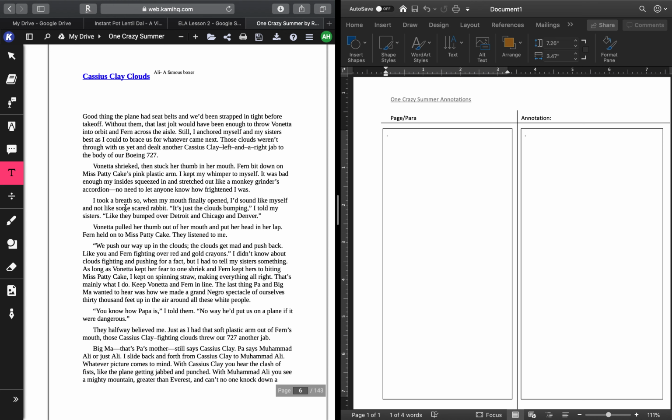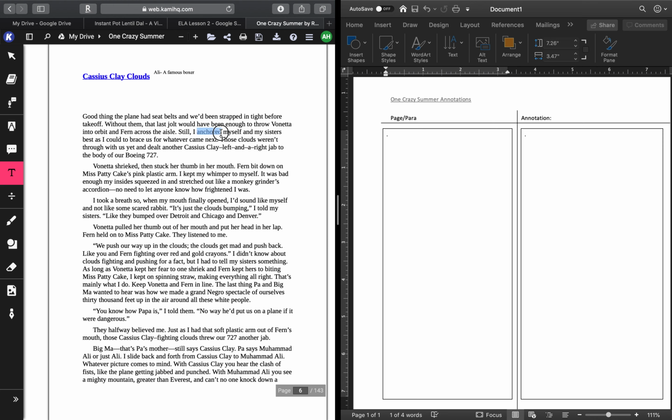Good thing the plane had seatbelts. We'd been strapped in tight before takeoff. Without them, the last jolt would have been enough to throw Vanetta into orbit and Fern across the aisle. Still, I anchored myself and my sisters best I could to brace us for whatever came next. Those clouds weren't through with us yet, and dealt another Cassius Clay left and a right jab to the body of our Boeing 727.